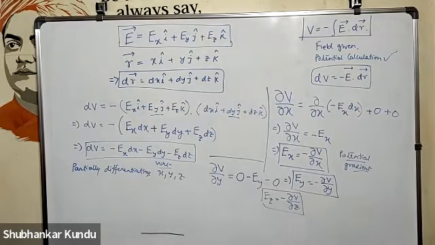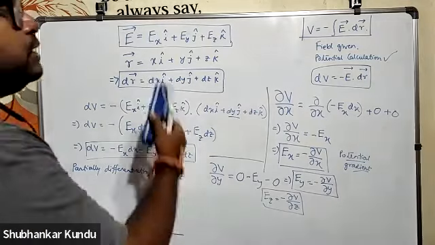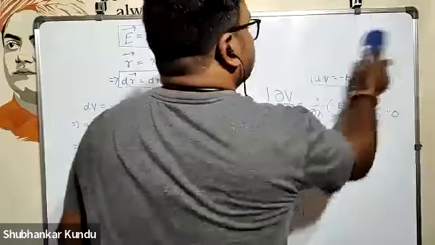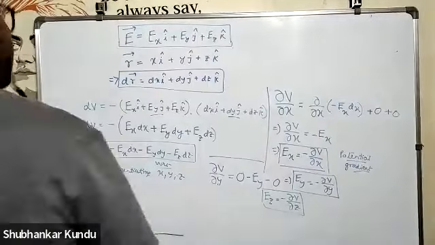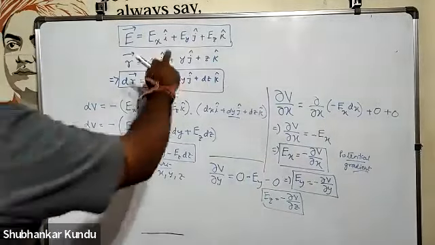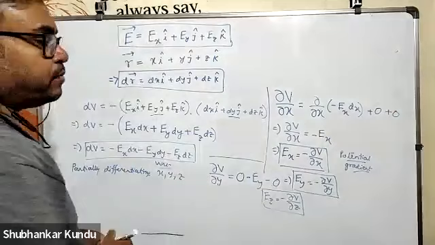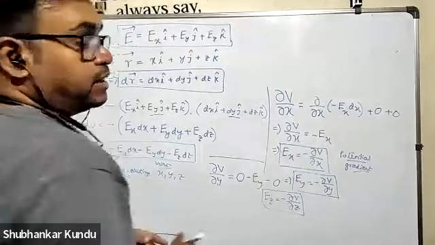I hope this much is clear. Okay. So how to write now E? So what is our E? E is equal to Ex i cap. What is the value of Ex? Value of Ex is minus del V by dx.